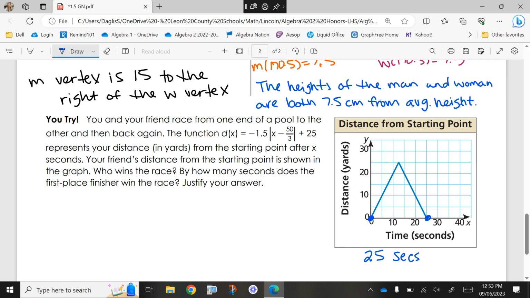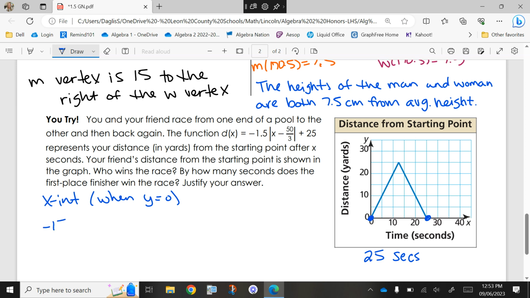Now, my function friends, how do I find your x-intercepts? Because that's what I need. Make y equal to 0. Good. So we need our x-intercepts, so that is when y equals 0. I don't see y though. I see d of x equals negative 1.5 times the absolute value of x minus 50 over 3 plus 25. There you go, d of x is my y. So make our whole function equal to 0.